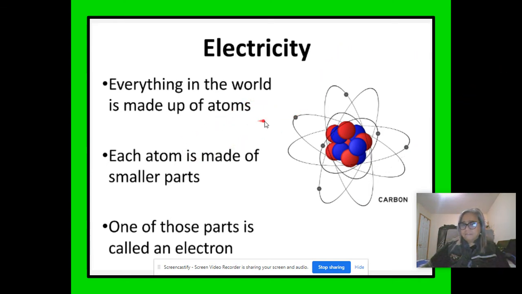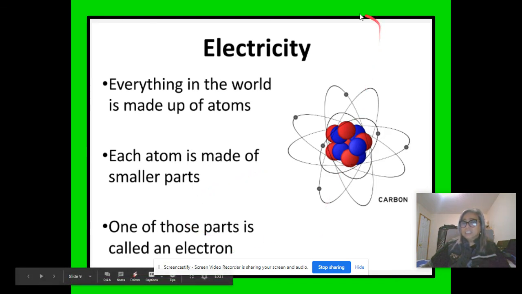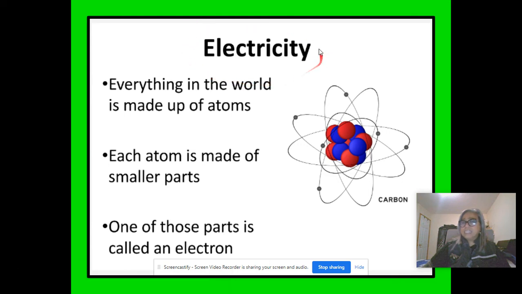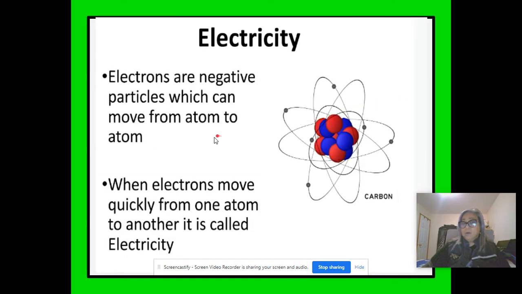everything in the world is made up of atoms, right? And each atom is made up of smaller parts. And one of those parts is called an electron. So the idea of electricity is that it is a flow of electrons. So think about our solar system, the sun being in the middle or the nucleus, and the planets. You can think of the planets as the electrons. Now, electrons are negatively charged and they can quickly move from one atom to another.